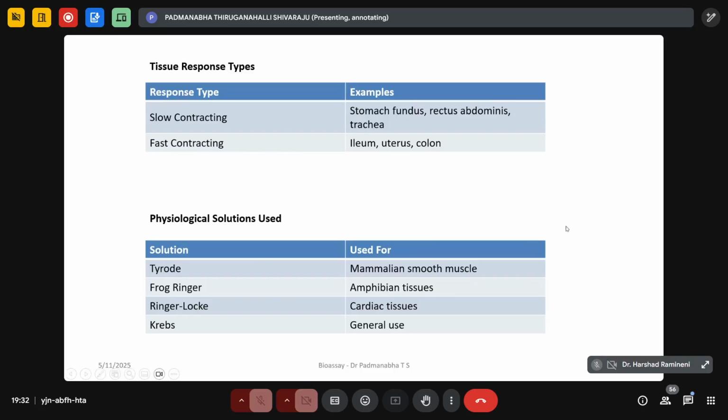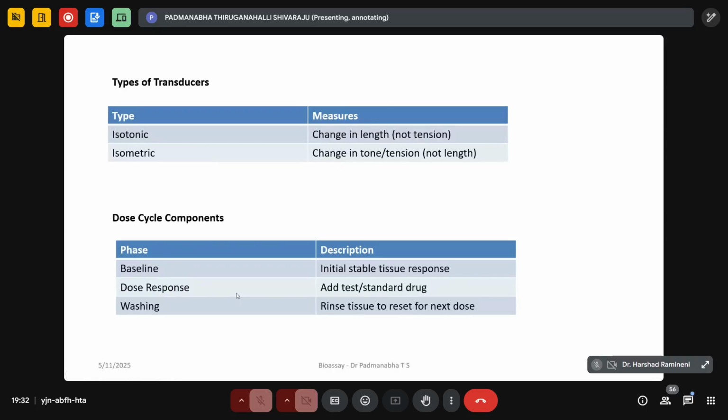For physiological salt solution, we commonly use Tyrode's, frog Ringer, Ringer-Locke, and Krebs, which are the specific physiological salt solutions for these tissues. Then we have two types of transducers, isotonic and isometric. Isotonic looks at change in the length, whereas isometric looks at change in the tone of the muscle, but not the length. The dose cycle has three components: baseline, dose response, and washing.